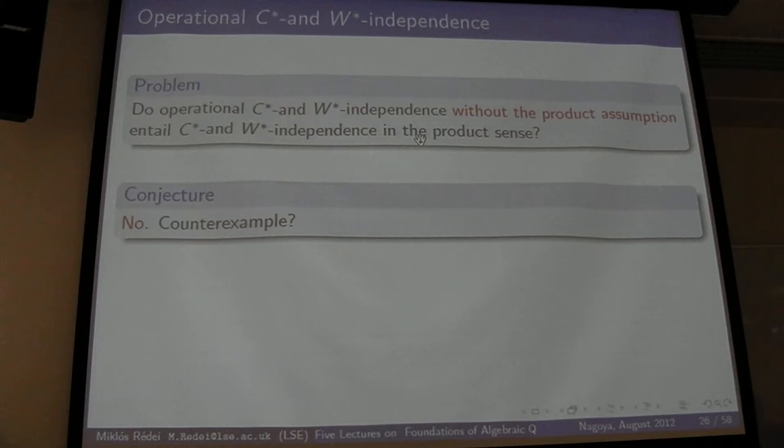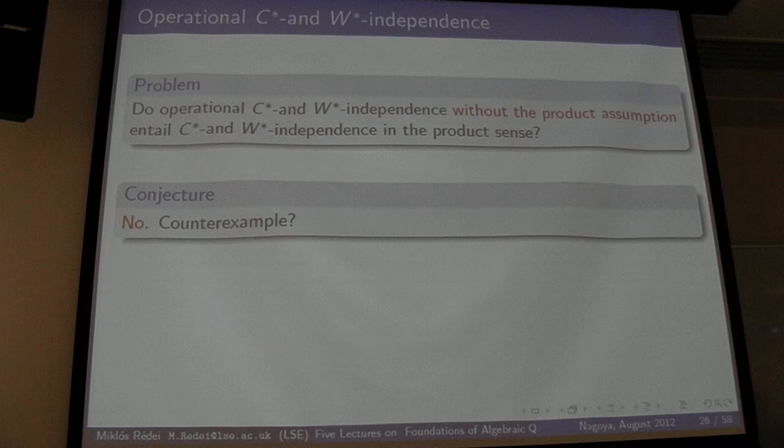Here is a problem to which I don't know the answer. Is it the case that operational C-star and W-star independence without the product assumption entail W-star and C-star independence in the product sense? I conjecture that the answer is no, but I don't have any counterexample at this point. If you want to think about it, that would be important. I really think that it's not the case. The product assumption is very much needed to entail the W-star independence and the C-star independence in the product sense.